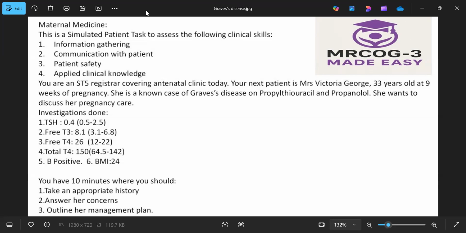It is a simulated patient task, and they will assess your skills: information gathering, communication with the patient, safety, and applied clinical knowledge. So you are supposed to read everything thoroughly on the screen. You are an ST5 registrar covering the antenatal clinic. Your next patient is Mrs. Victoria George, 33 years old, at 9 weeks of pregnancy. She is a known case of Graves' disease on propylthiouracil and propranolol. She wants to discuss a pregnancy care plan. Investigations are attached here, thyroid TSH, and you can see them on the screen.